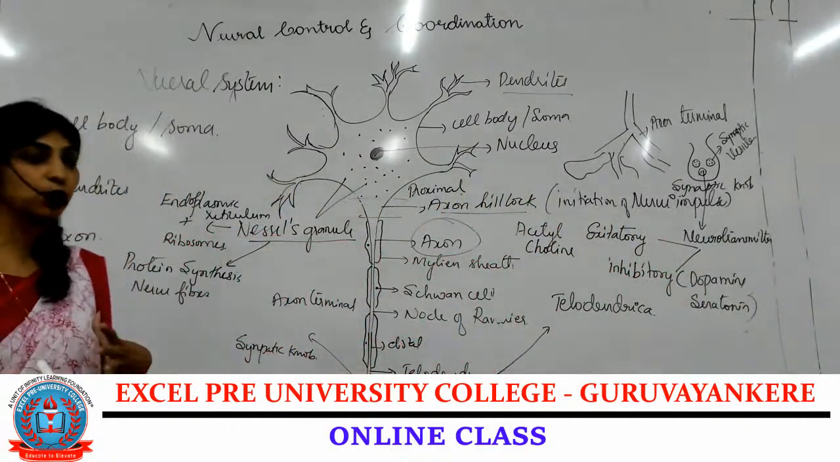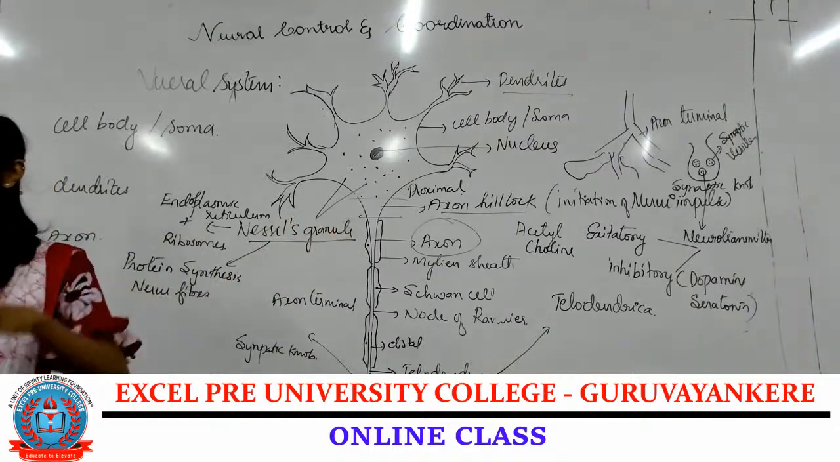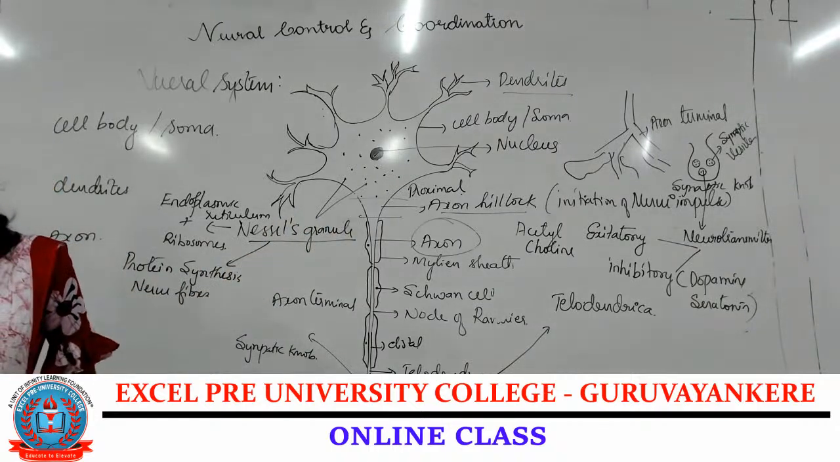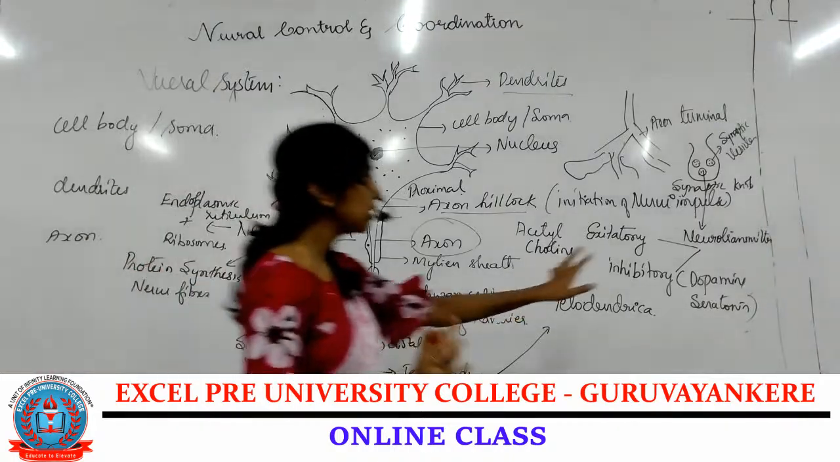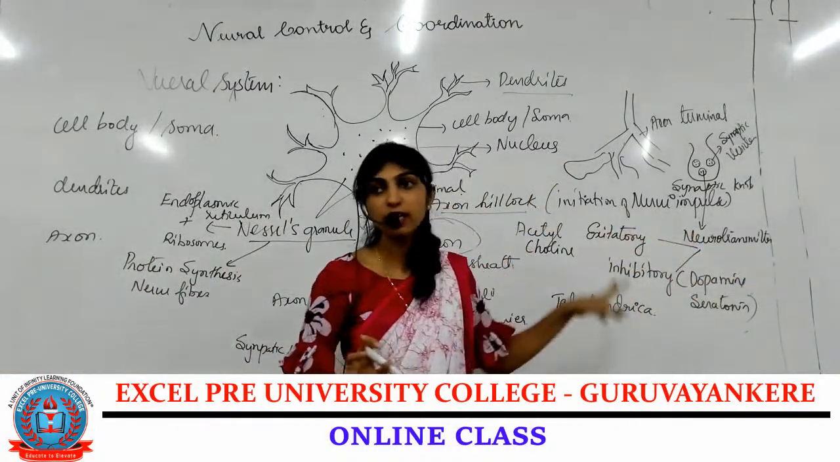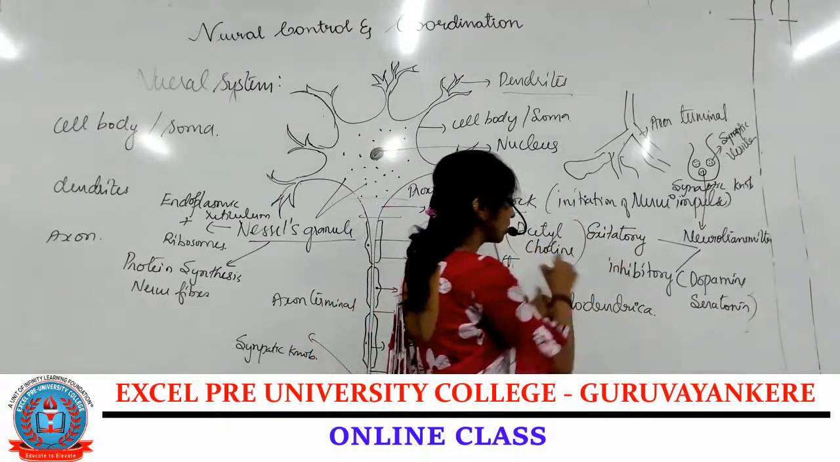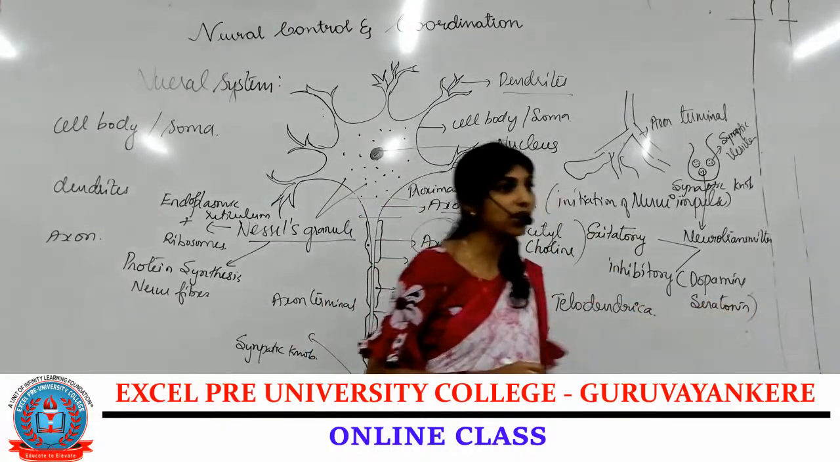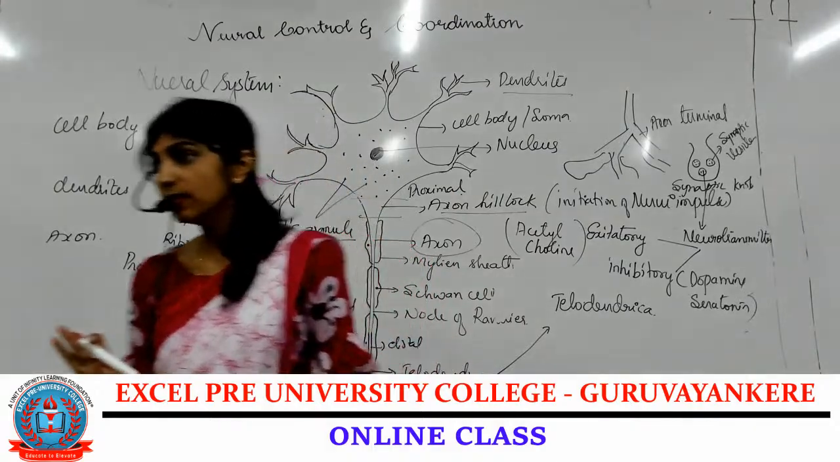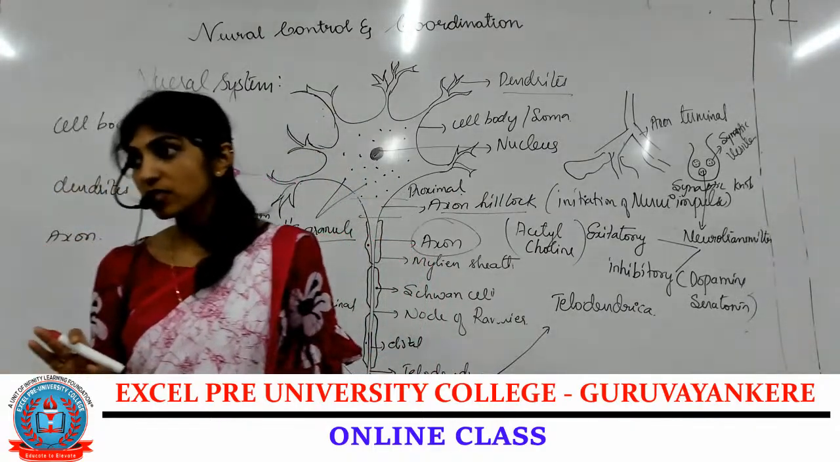In detail we'll study about it later, under transmission of impulse. But keep in mind neurotransmitters are of two types: excitatory and inhibitory. Excitatory we have acetylcholine, and inhibitory, dopamine and serotonin. Is it clear? This much is clear?